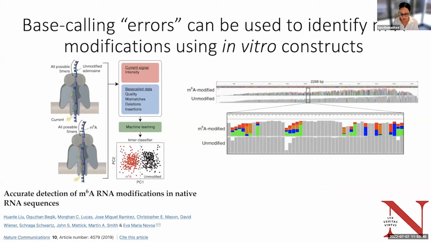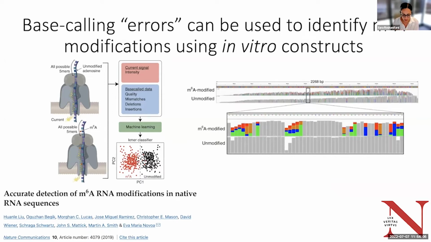So soon after that result, another group reported a systematic base calling error at the site of M6A. So in the previous one, they're detecting the M6A based on a deviation in the current signal for that 5-mer sequence. So this group is reporting a systematic base calling error at the site of M6A.